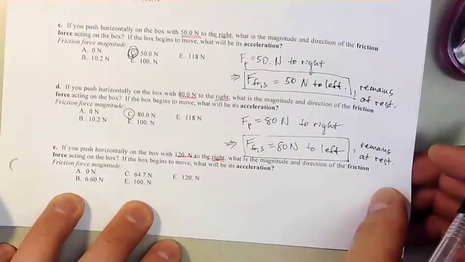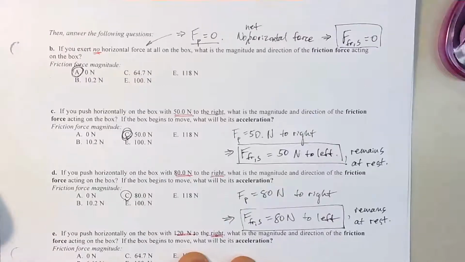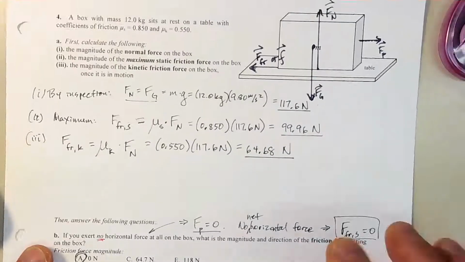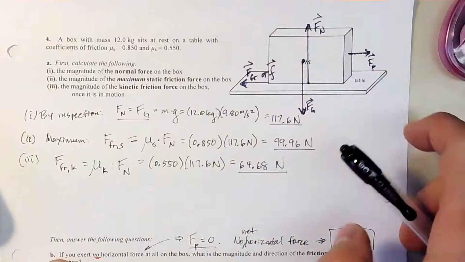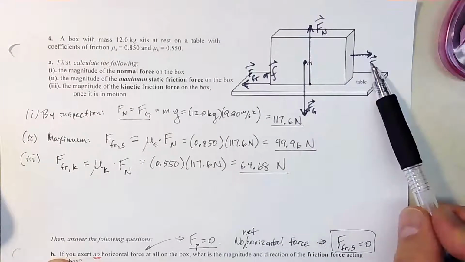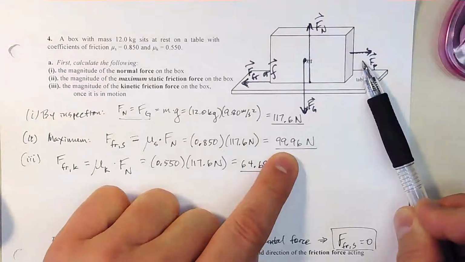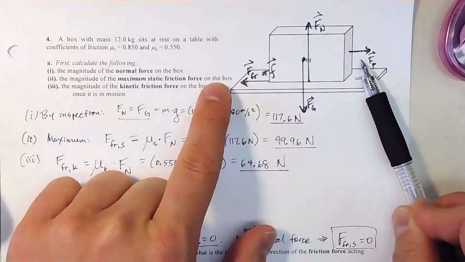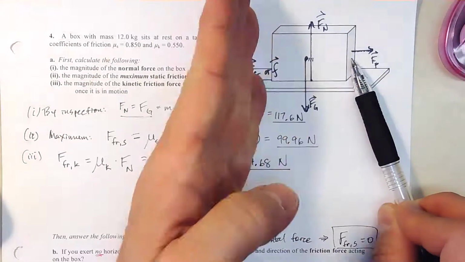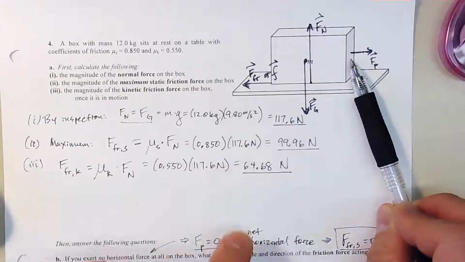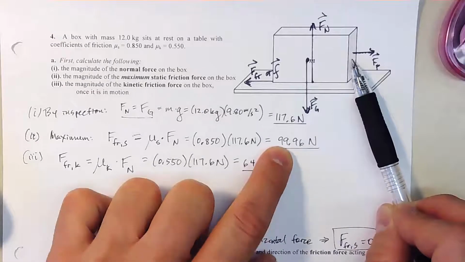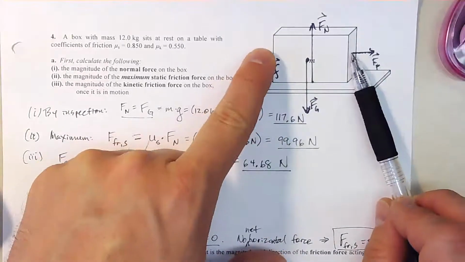Finally, the final case here is going to be enough to exceed the static friction, won't it? If we push to the right with 120 newtons, then we know that the maximum possible static friction force is 100 newtons to the left. So as we're pushing to the right and exceed that 100 newton limit, all of a sudden the box will break free and start to move to the right.